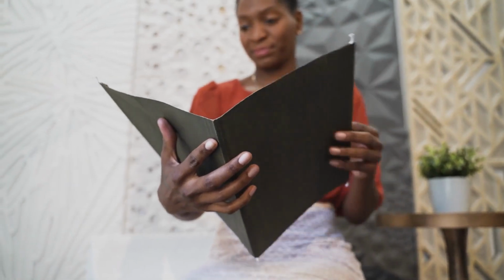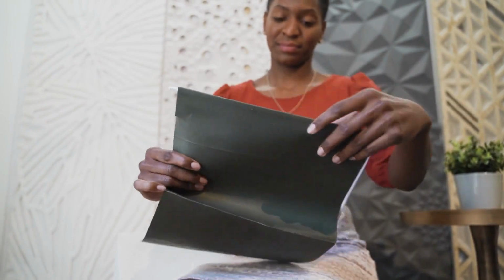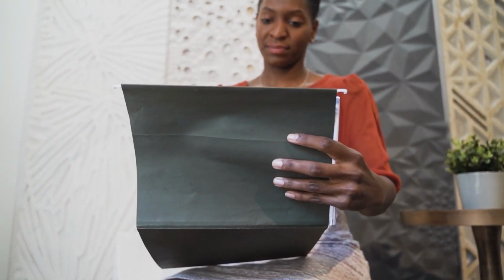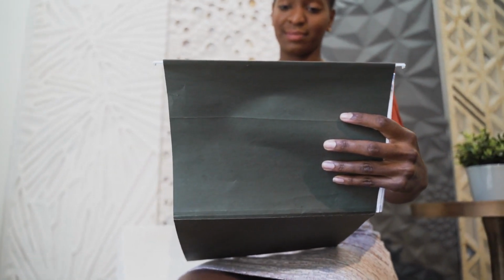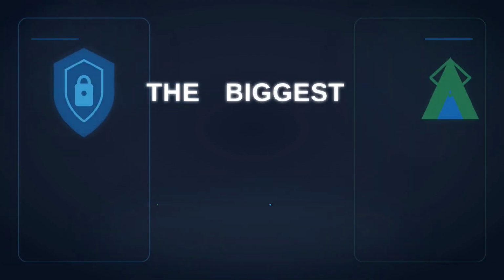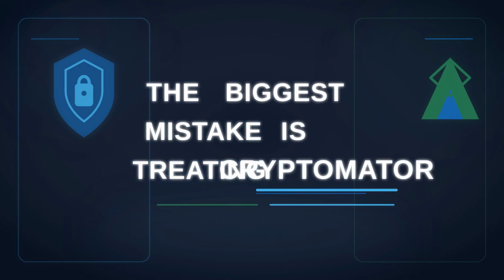Also, if you are already tied into Google Workspace, Microsoft 365, or another sync service, Cryptomator lets you add privacy without changing storage platforms. The biggest mistake is treating Cryptomator and VeraCrypt like direct replacements. They overlap on encryption, but not on the job they are trying to do.